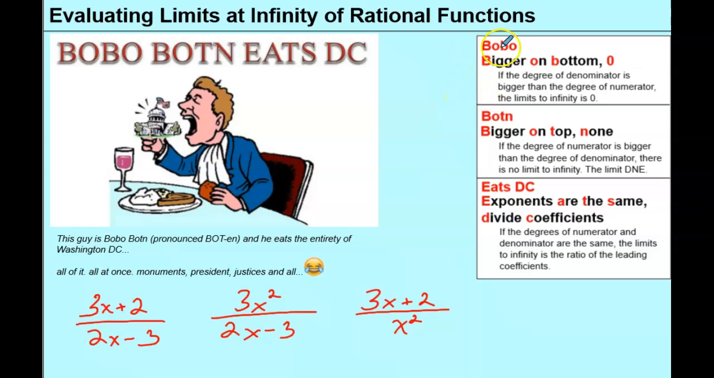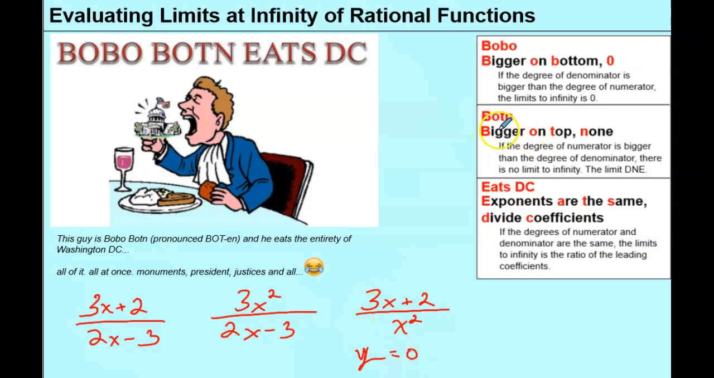So BOBO stands for bigger on bottom 0 when the degree of the denominator is bigger than the degree of the numerator. The horizontal asymptote, which would be the limit as x approaches infinity, is equal to 0. So this would be an example where the degree of the denominator is bigger than the degree of the numerator. The horizontal asymptote would be y equals 0.